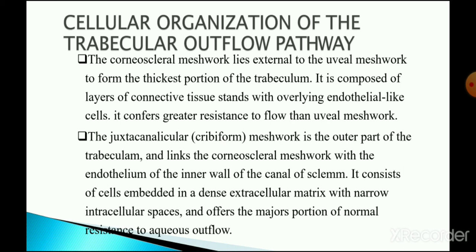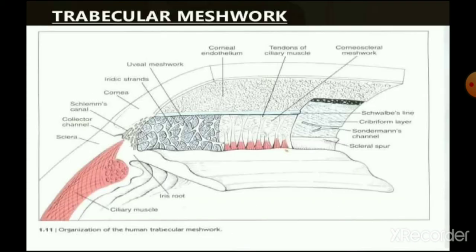The juxtacanalicular or cribriform meshwork is the outer part of the trabeculum and links the corneoscleral meshwork with the endothelium of the inner wall of the canal of Schlemm. It consists of cells embedded in a dense extracellular matrix with narrow intercellular spaces and offers the major portion of the normal resistance to aqueous outflow. This diagram shows the trabecular meshwork with its various parts.